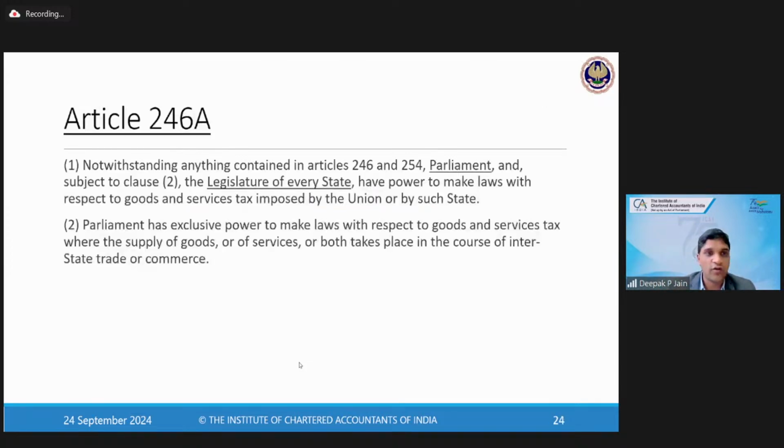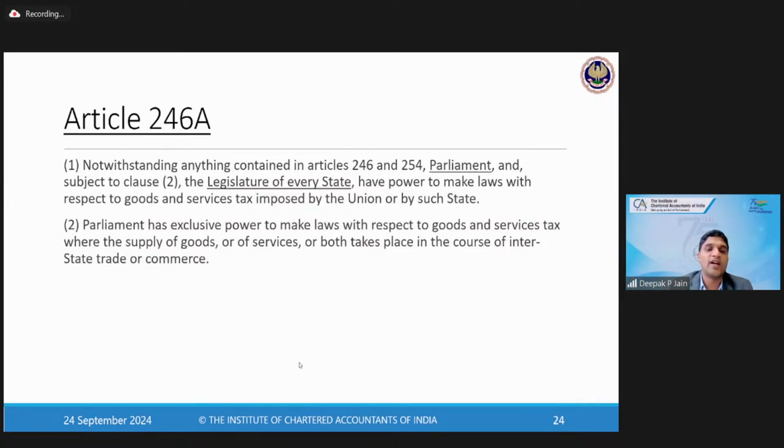First is Article 246A. What does the article say? It says that notwithstanding anything contained in 246 and 254. Mind you, what was 246? 246 was the 7th schedule list: central government, state government, and concurrent list. It says notwithstanding anything, so you have to leave that aside. So it's called a non-obstante clause. In your income tax also, you would have read that there are various sections which start with a non-obstante clause, which means when it says notwithstanding anything in 246, you have to leave away 246 and come to 246A to get the right meaning.